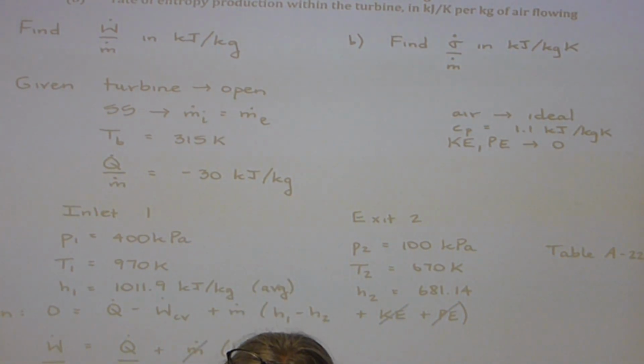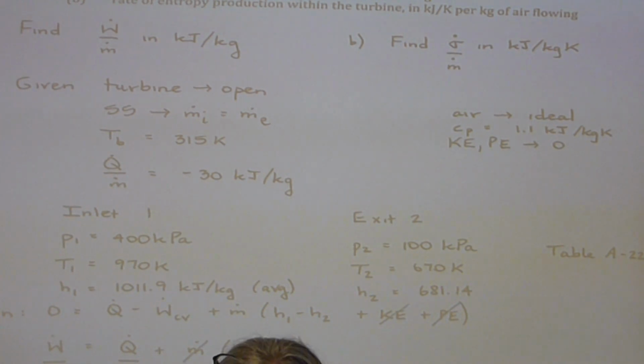Okay, now we're just ready to plug everything in, so that's pretty easy. So negative 30 kilojoule per kilogram, that is the correct unit, plus 1011.9 minus 681.14. Those are also in kilojoule per kilogram, so everything's in the correct units already. So I get 301 kilojoule per kilogram. So that is our answer then.